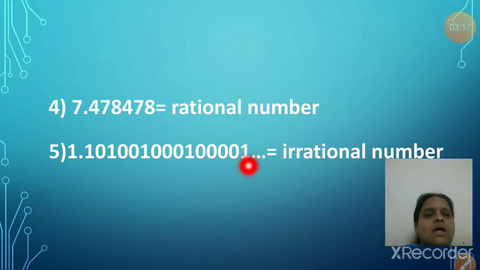1.10100100001000001. Here you can see it is non-terminating because here it is given as dot dot dot. Similarly, you can see a 1, 0, then 2 zeros, 3 zeros, 4 zeros. Not the same group of numbers is repeated. That means it is a non-recurring number. Therefore, it is called an irrational number. So here we are completed with our exercise 1.3.